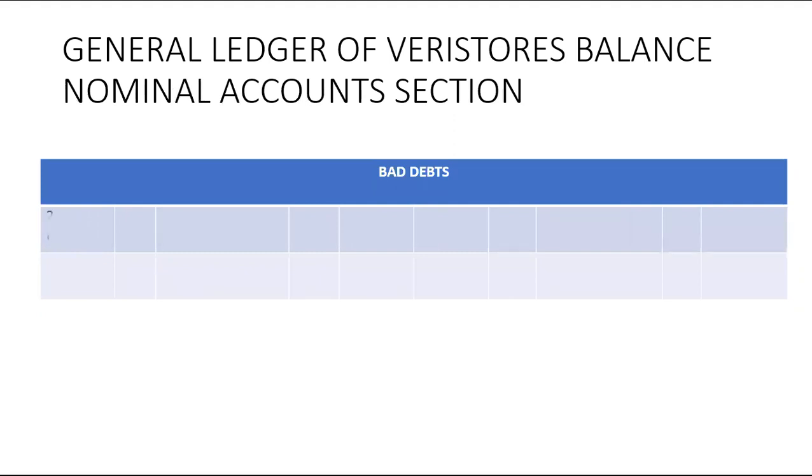Now, under your bad debts is an expense. It increases on the debit side. It will increase by debtors control, and the amount for bad debts will be 1,820.